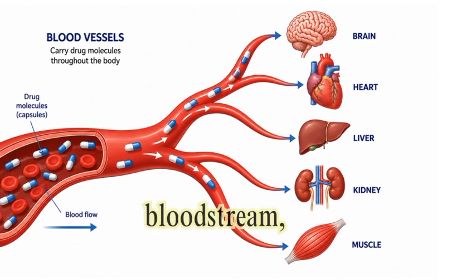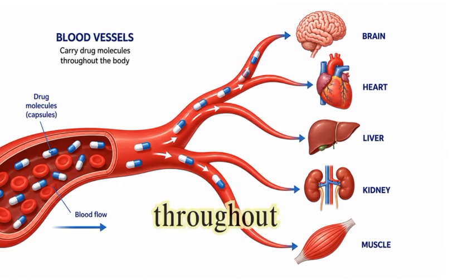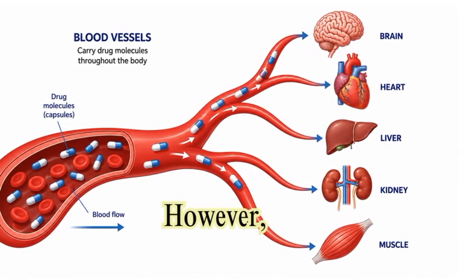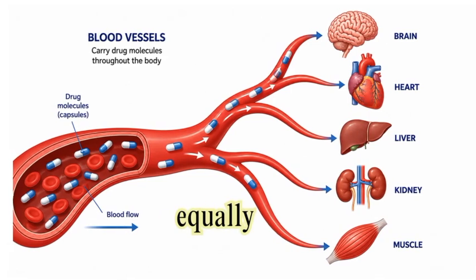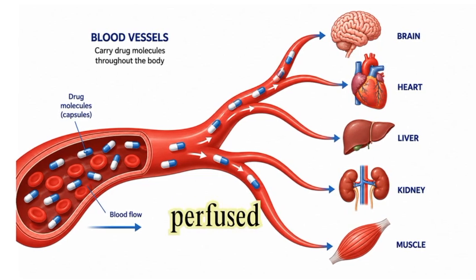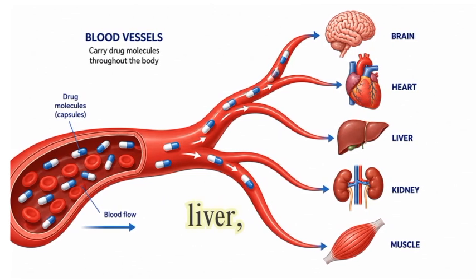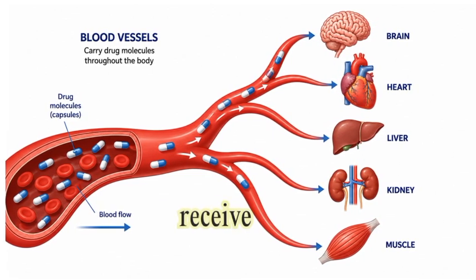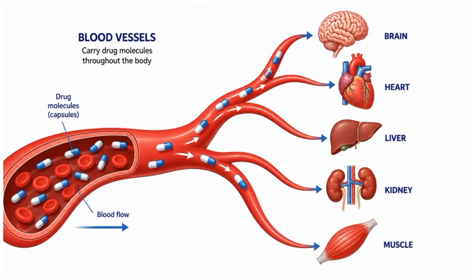After entering the bloodstream, the drug is transported throughout the body. However, drugs do not distribute equally to every tissue. Some organs receive more blood flow than others. Highly perfused organs, like the brain, liver, kidneys, and heart, receive drugs rapidly.